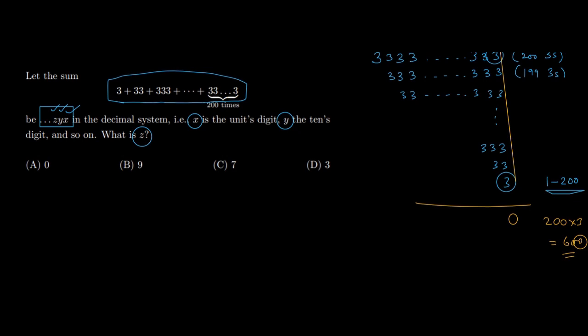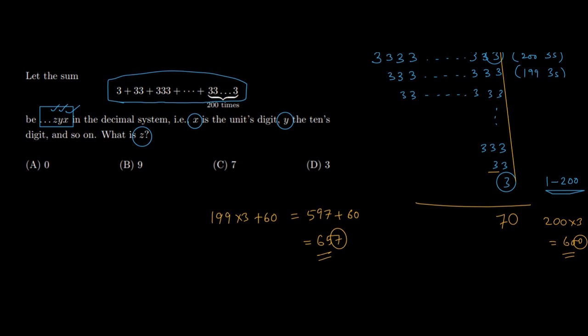Okay, now we come to the tens digit. Now the tens digit will have 199 threes plus 60 carryover. See, the tens digit ends here, so there are 199 of them. So that is nothing but 597 plus 60, which is 657. So the last digit comes down here, so 7 comes down here, 65 is carried over.